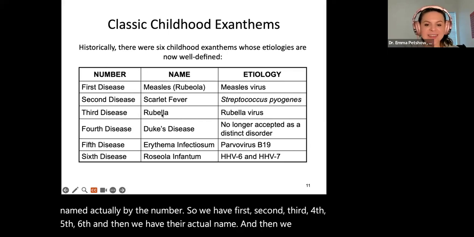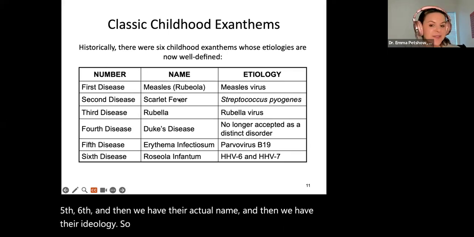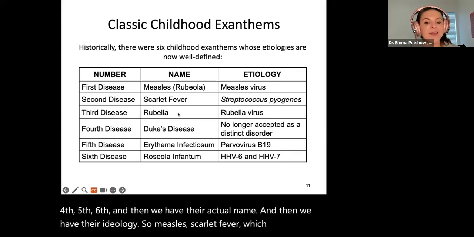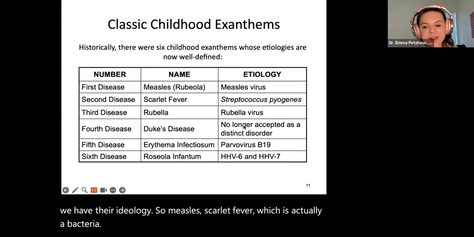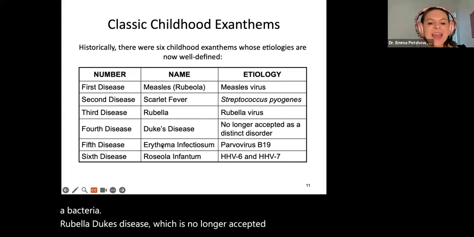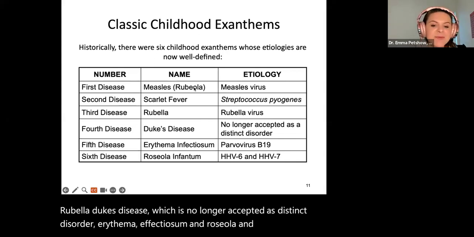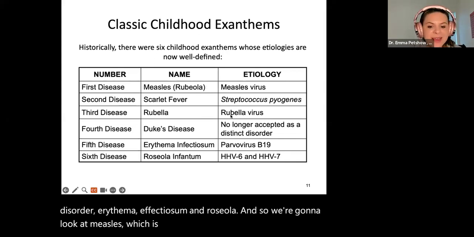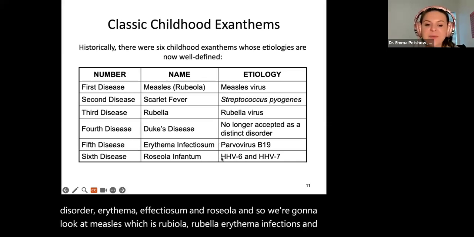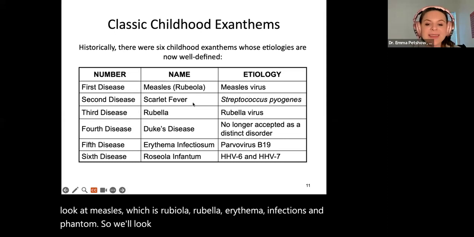So measles, scarlet fever, which is actually a bacteria, rubella, Duke's disease, which is no longer accepted as a distinct disorder, erythema infectiosum, and roseola. And so we're going to look at measles, rubella, erythema infectiosum, and roseola infantum. So we'll look at these 4 because scarlet fever is a bacteria.